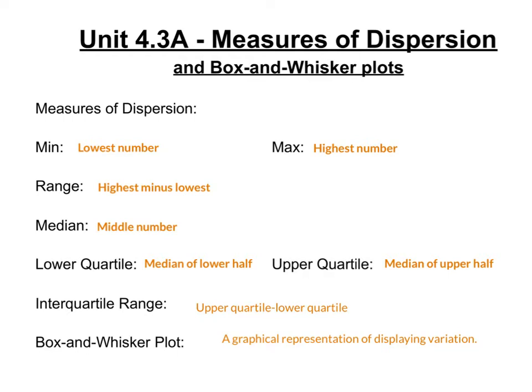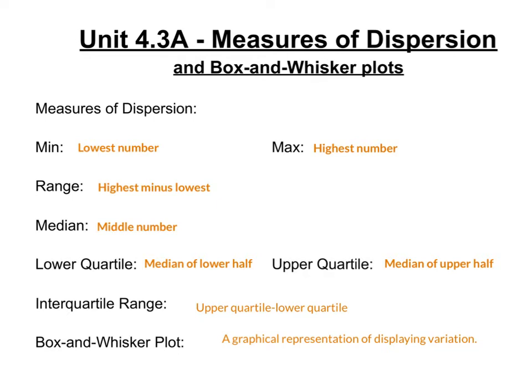When we start talking about measures of dispersion, a couple things we'll be looking for is a min, or that would be your minimum, which will kind of represent your lowest number. We've got your max, or of course your maximum, which would be your highest number. And then we need those two numbers to find your range. So the range is just kind of your measure from the highest minus the lowest.